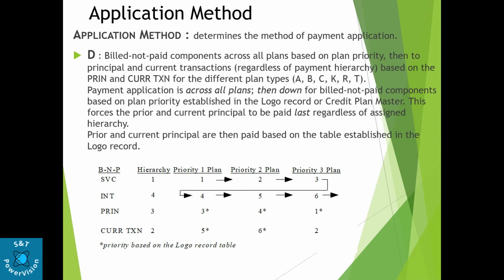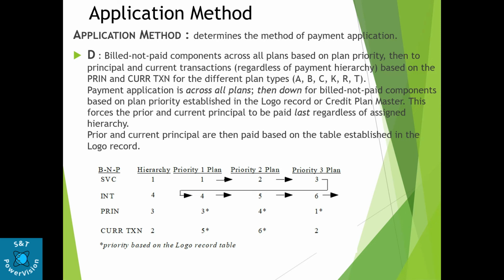Now the next method is D here. D means bill not paid components across all plans based on the plan priority, then to principal and current transactions regardless of payment hierarchy, based on the principal and current transaction order for the different plan types A, B, C, K or T. Payment application is across all plans. Then it goes to the not paid components based on the plan priority established in the logo record or credit plan master. This forces the prior and current principal to be paid last, regardless of the assigned hierarchy. Prior and current principal are then based on the table established in the logo record here.